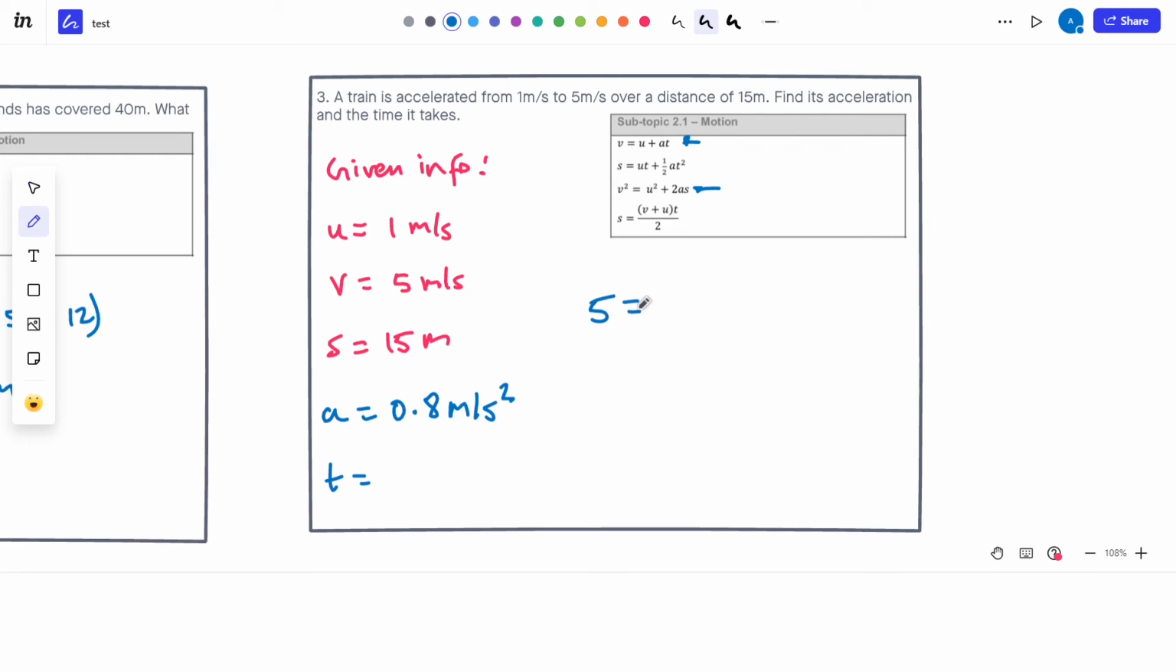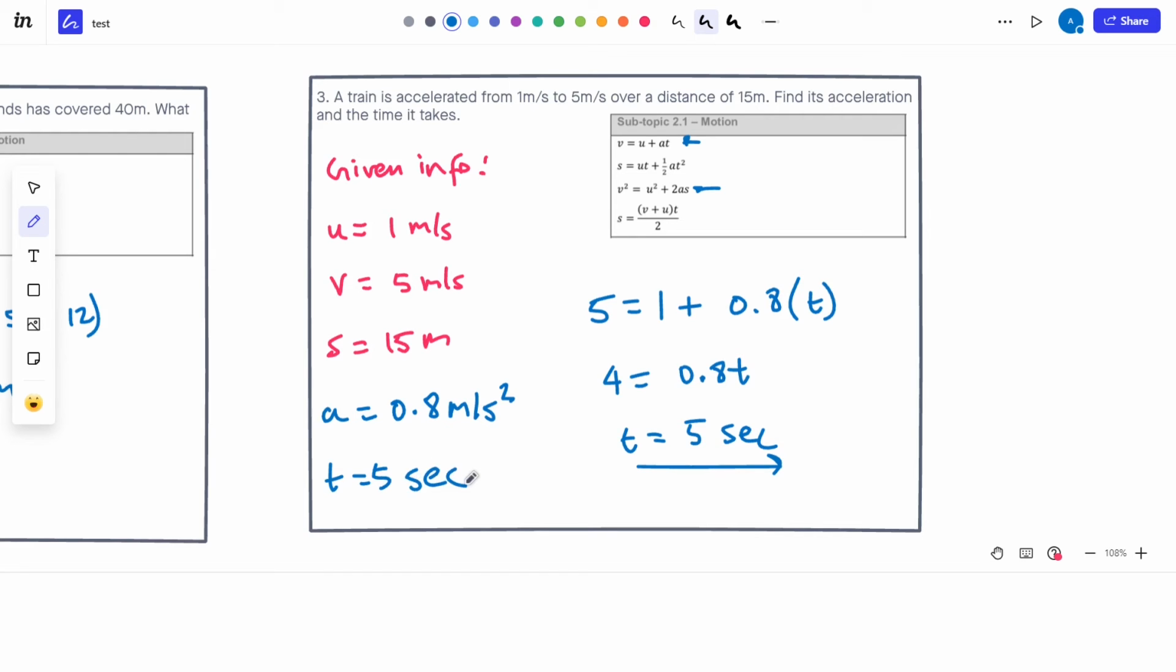So 5 equals u, which is 1, plus acceleration, which is 0.8, times time, which is what we're trying to find. So we get 4 is equal to 0.8t. And 4 divided by 0.8, we get t is equal to 5 seconds. And just like that, we have solved the third basic SUVAT question.